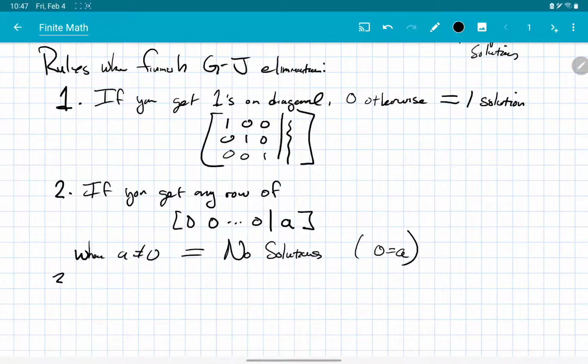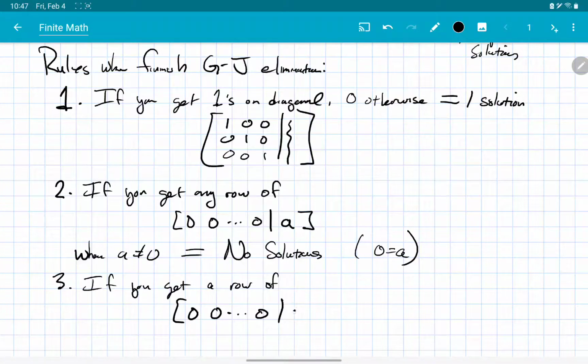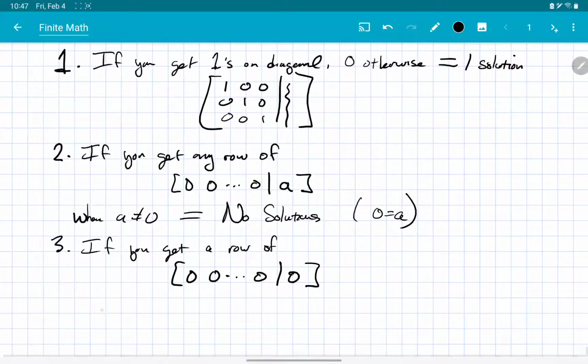And 3, if you get a row of just zeros and even a 0 after the bar, then you have infinitely many solutions.